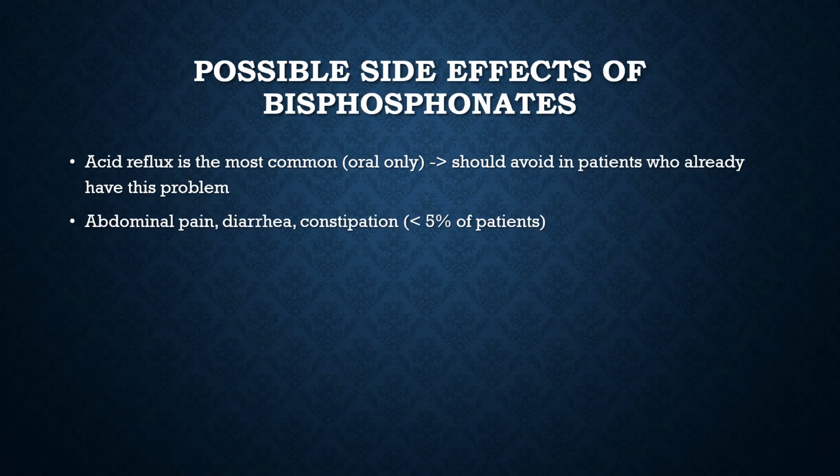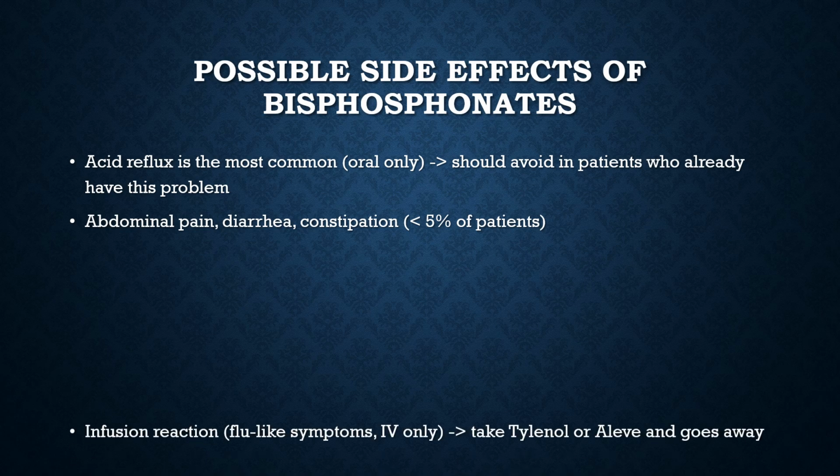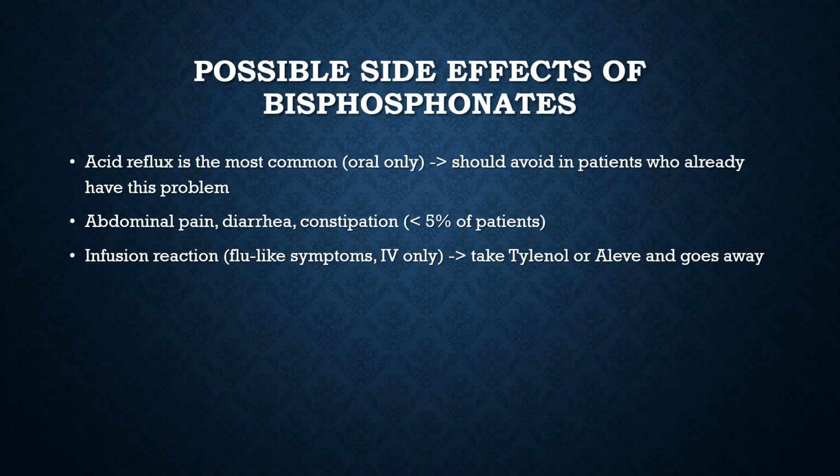Some patients get other GI side effects, abdominal pain, diarrhea, or constipation. This is uncommon. Less than 5% of patients will get one of these. With Reclast or Zoledronate, an infusion reaction is possible, and this could present with flu-like symptoms. It's usually right after the medication is infused that patients get this, and acetaminophen or Tylenol may help with this, or NSAID medications like Aleve or ibuprofen may help.